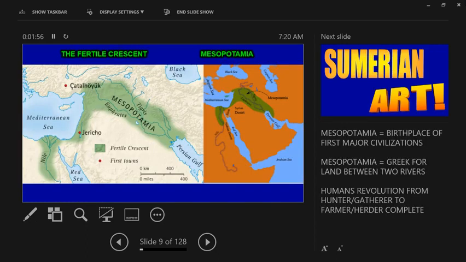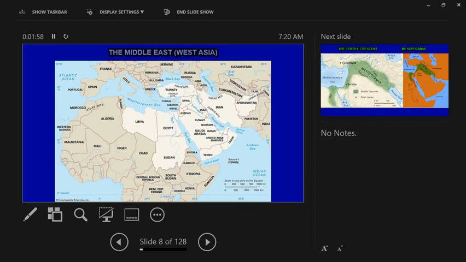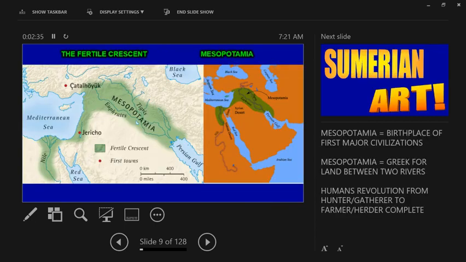I want you guys to know what the Fertile Crescent is. All right, this is Mesopotamia. And the word Mesopotamia is Greek for the land between 2 rivers. That's the Euphrates River and the Tigris River. What does fertile mean? Right, able to give birth. And in this case, the fertile land gives birth to food and vegetation.